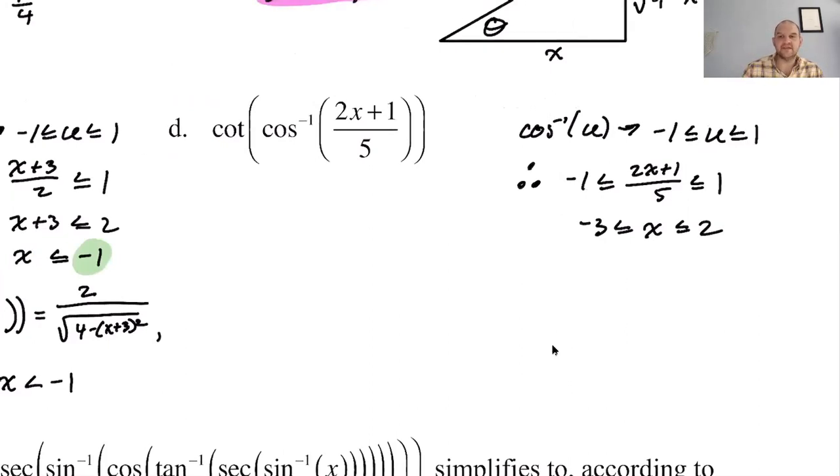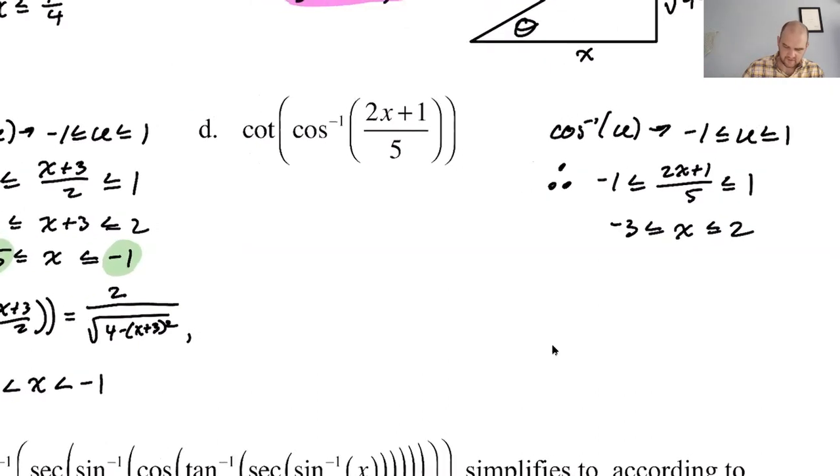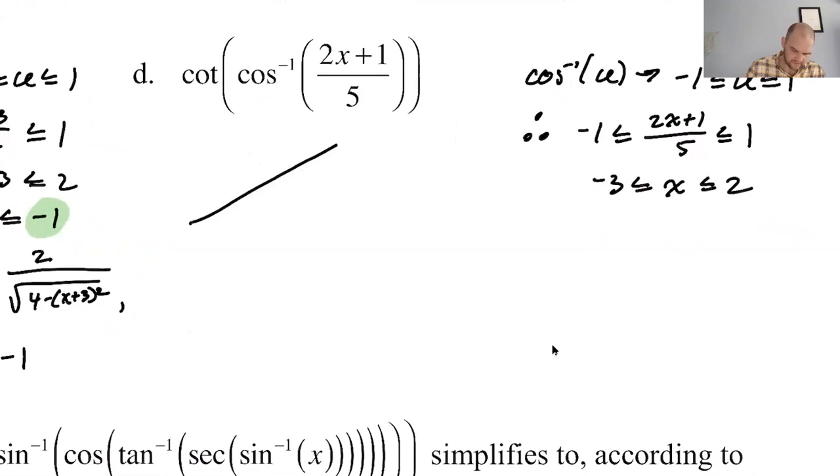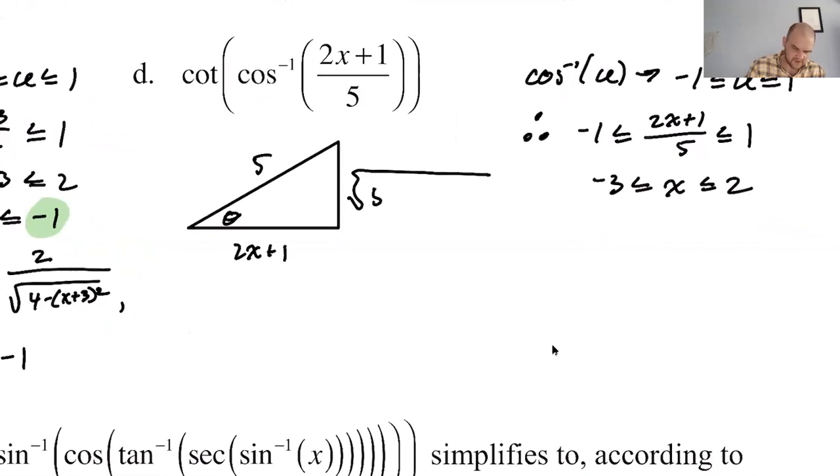We might end up kicking out -1/2. We might, if x ends up in the denominator, kick out -3 and 2, or we might keep everything. We'll find out when we draw a triangle and simplify. All right, so here's our theta, and cosine is (2x plus 1) over 5. So this, again, don't oversimplify. You can simplify the 5 squared, 25. 25 minus the quantity 2x plus 1 squared.